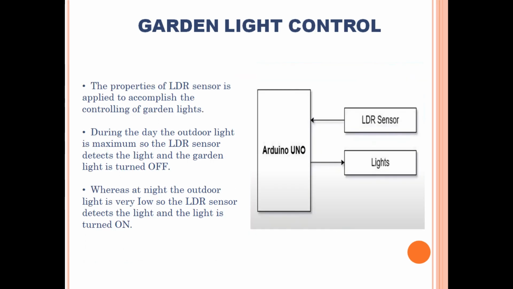Let us look at the working of the garden light control. The LDR sensor and the lights are connected to the Arduino UNO. The properties of the LDR sensor are used to accomplish the controlling of garden lights. During the day, the outdoor light is maximum, so the LDR sensor detects the light and the garden light is turned off. Whereas at night, the outdoor light is very low, so the LDR sensor detects the low light and the light is turned on.